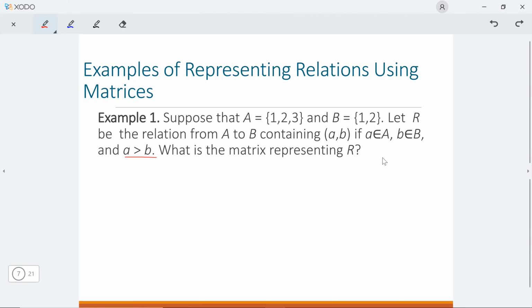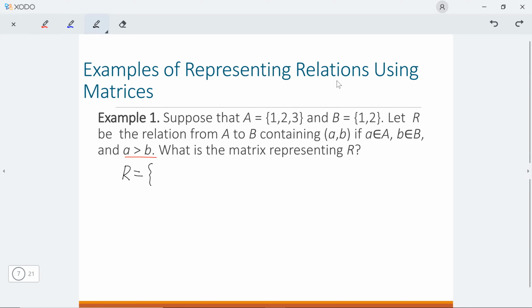But before we do this, the question just gives us a definition of this relation, but it doesn't give us exactly which elements are in this relation. So the first thing is we need to write down what the elements in the relation are. For example, here I use R to denote our relation.